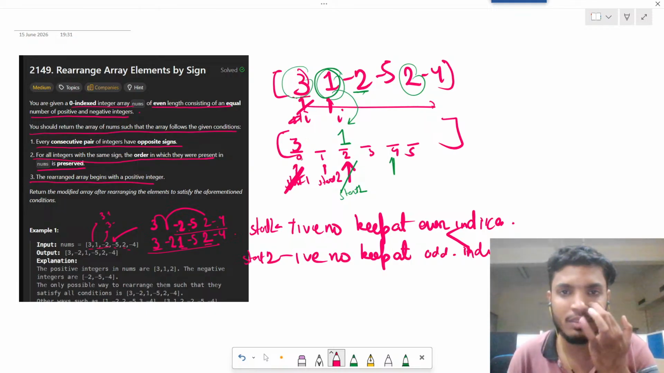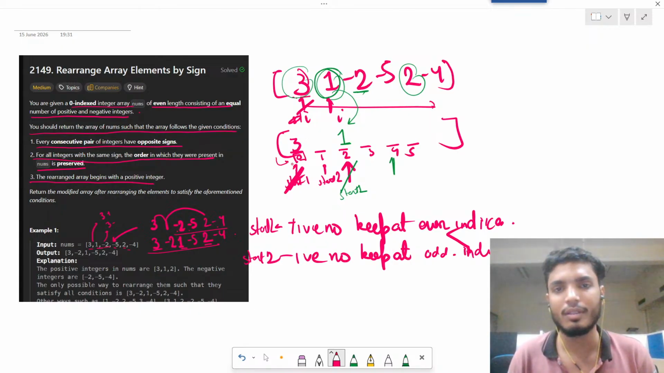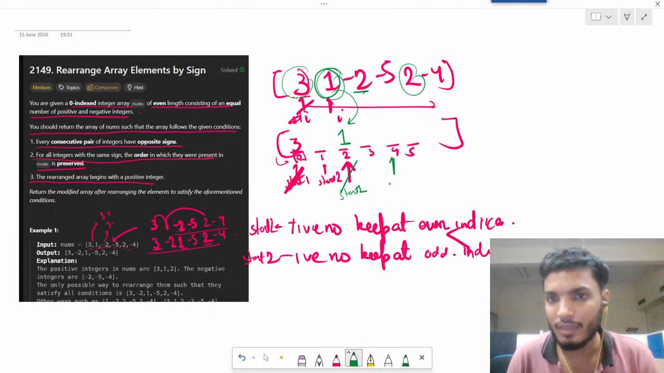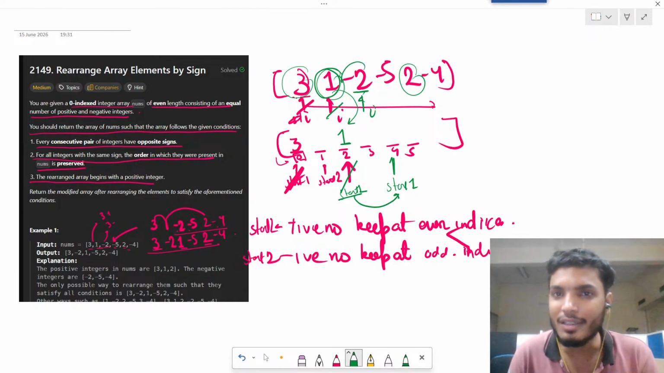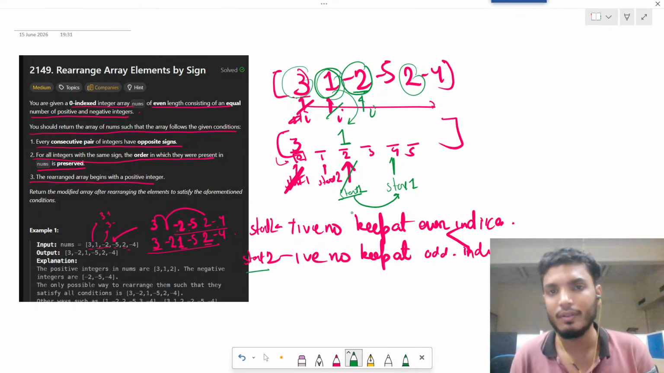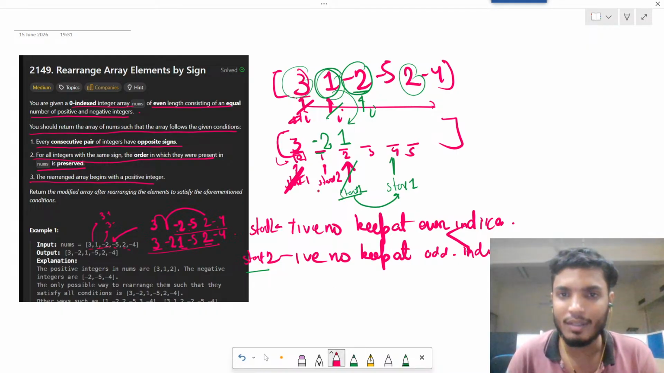Positive numbers will be at 0. Basically I was taking the index as 1, but normally in arrays the index starts from 0, so that is not an issue. Then start 1 moved ahead, meaning we will increase start 1 by 2, because start 1 will always store positive numbers. Now again I moved. What is this? This is a negative number. Where will we put the negative number? At start 2. So we put the negative number at start 2 and then moved start 2 ahead.